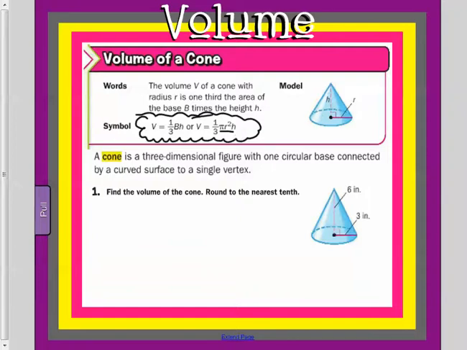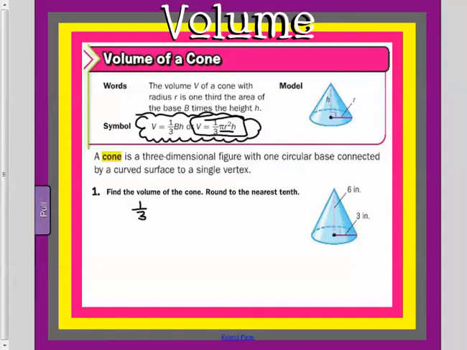So this is the formula that I would suggest having in your notebook. A cone is a three-dimensional figure with one circular base connected by a curved surface to a single vertex. To find this cone's volume, we need to make sure that we round to the nearest tenth, because that's what they asked us, and we need to make sure that we have all the right pieces.